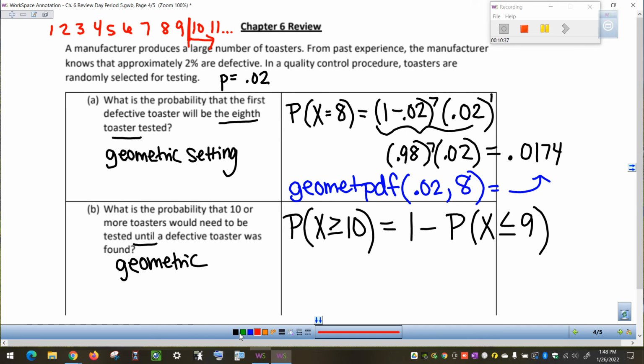And so to connect this to our calculator, this is going to be a geometric CDF problem. And the C always stands for cumulative, so that's going to give us the total sum of the probability of what if it's the first toaster that's defective, the second one, the third one, the fourth. It's going to add all of those up. And when we put it in, it's going to be really similar to what we did before, so we'll do 0.02, and then we're going to fill in a 9 over there for less than or equal to 9.